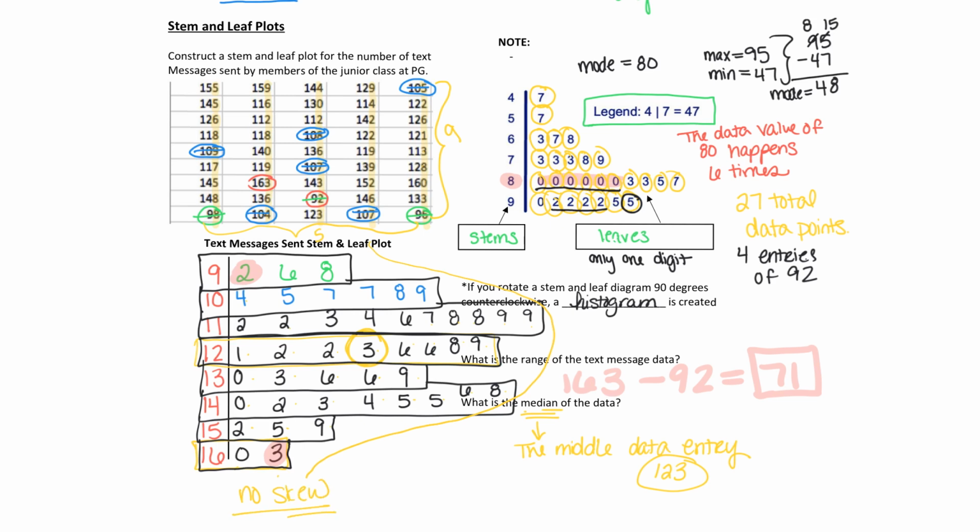So don't stress about the histogram piece. It gets its own lesson, but I thought it would interest you all to know that histograms really just come from stem and leaf plots. So that is the end of the lesson notes for 1.2 on dot plots and stem and leaf plots.